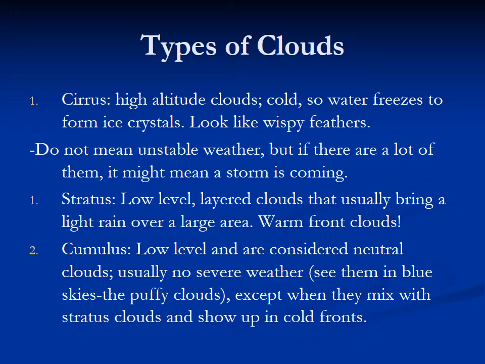Stratus clouds are the low-level clouds. When you look out and all the sky is gray, those are stratus clouds, and those are related to warm fronts. Cumulus clouds are low-level. Those are like the cotton ball clouds. They don't usually have severe weather associated with them. You'll more than likely see them with blue skies. Those are the fun clouds that you can make shapes out of. But when they mix with stratus clouds, they can show up in cold fronts and they can produce heavy amounts of rain.